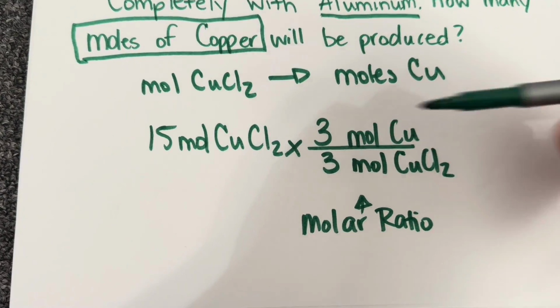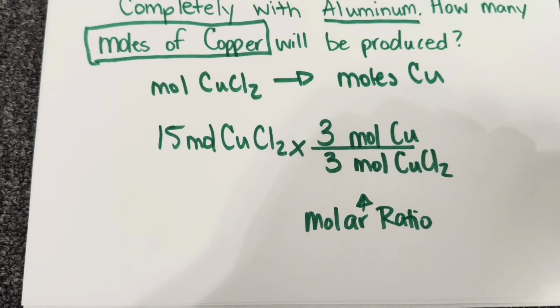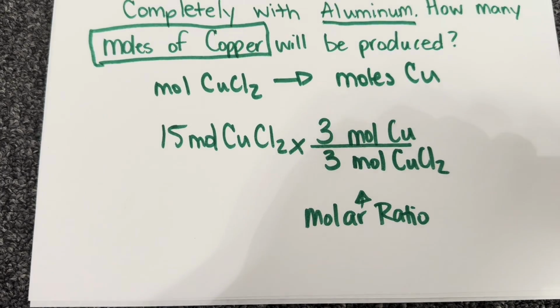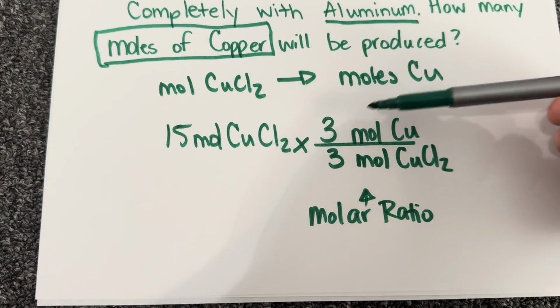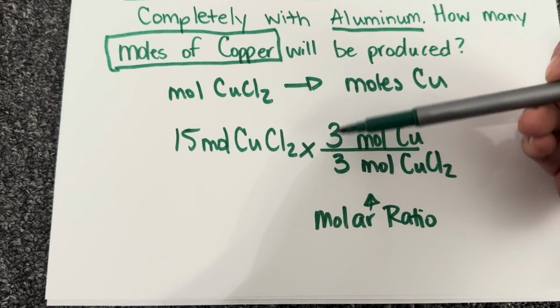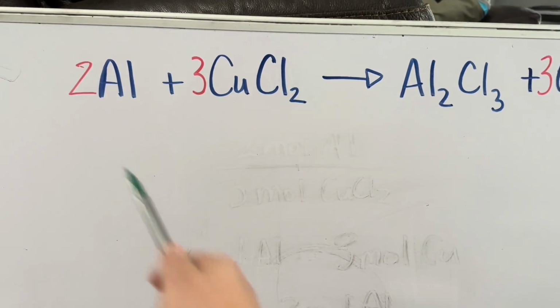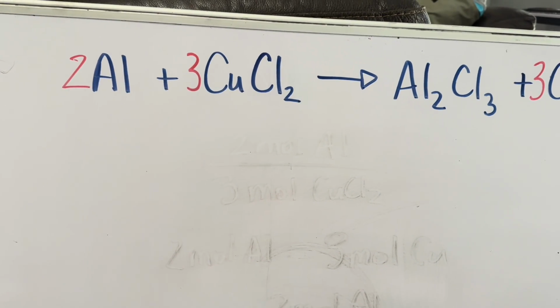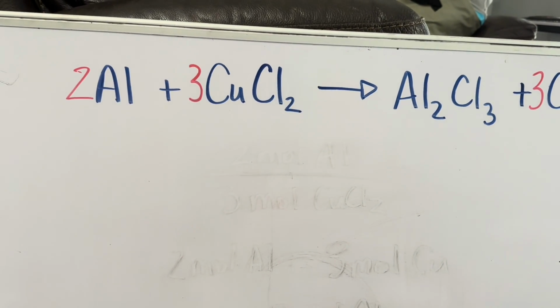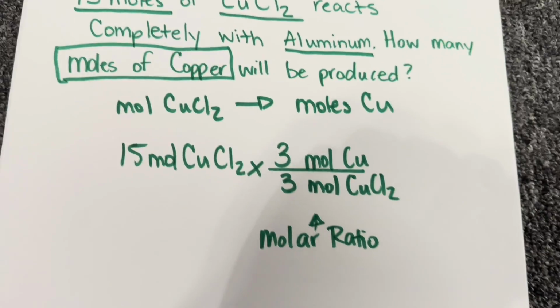Some of you might be thinking, but wait, isn't 3 over 3 just 1? And the answer is yes. But it's good to get in the practice of doing it this way, because our molar ratios won't always equal 1. Let's pretend we had done the same problem converting from moles of aluminum to moles of copper chloride. That's a 2 over 3 molar ratio. So it's good for us to get in the practice of still multiplying it through.